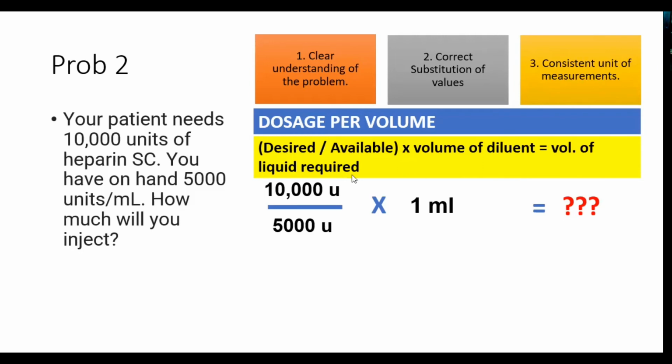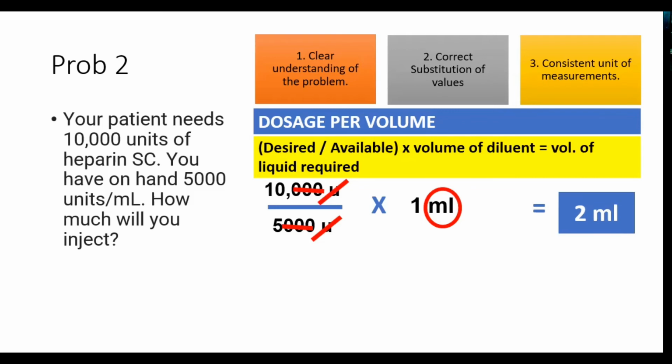Looking at all the numbers with their units, we can say that all the units, from the desired to the available, are consistent. So we will proceed with the calculation. 10,000 divided by 5,000 multiplied by 1 is equivalent to 2 ml.